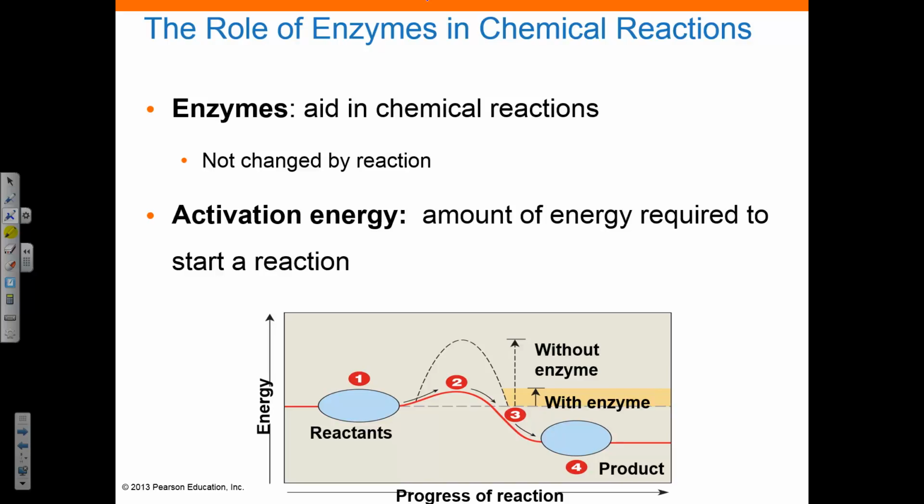We can see that we start with reactants at a certain energy state. In order for the reactants to go ahead and form their products, we first need to put some energy into the system. The energy that we have to put into the system is known as the activation energy. Once the activation energy has been reached, the reaction will continue and move forward to form the product.